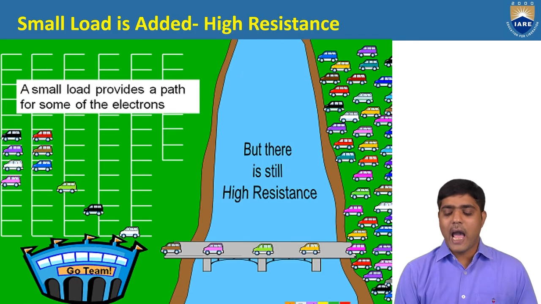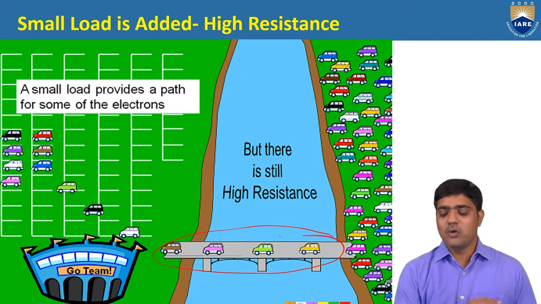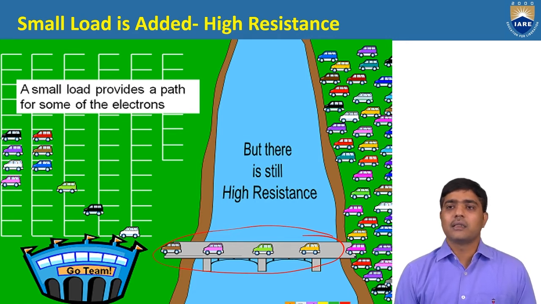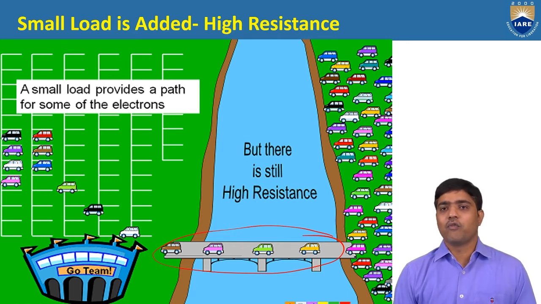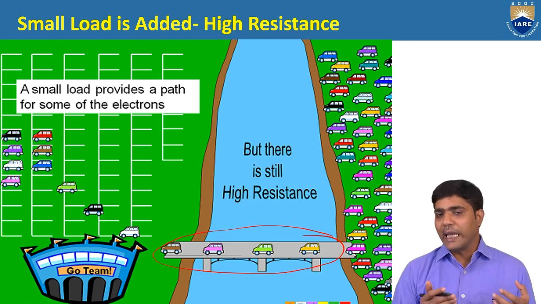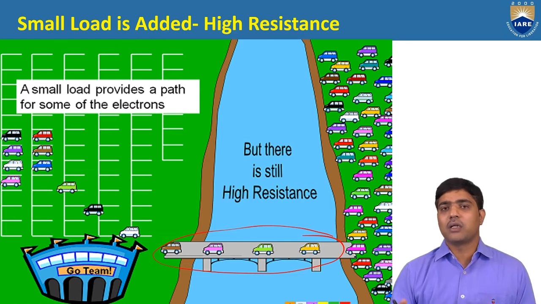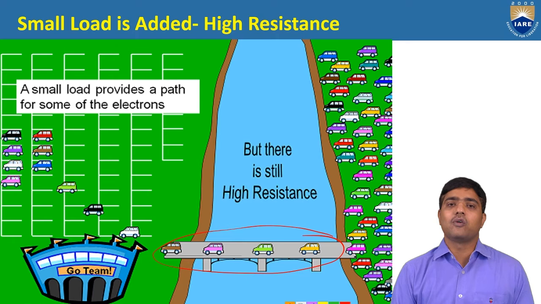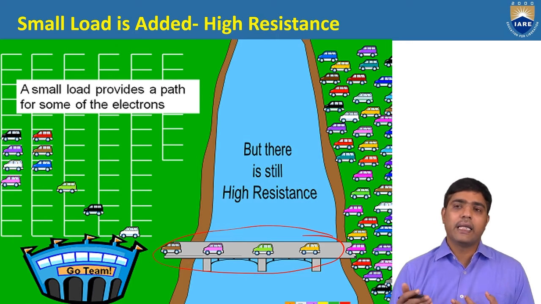Now suppose you add a small load here. Then you can see there is a crossing of vehicles from one side to the other side. That means if you provide a small path for electrons, then the electrons flow from the negative terminal of the battery to the positive terminal of the battery, so that the electric current flows in the circuit from the positive terminal to the negative terminal.